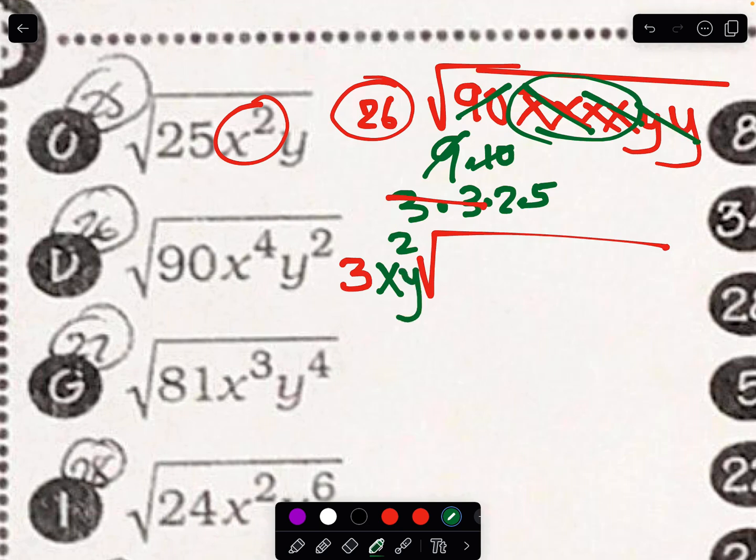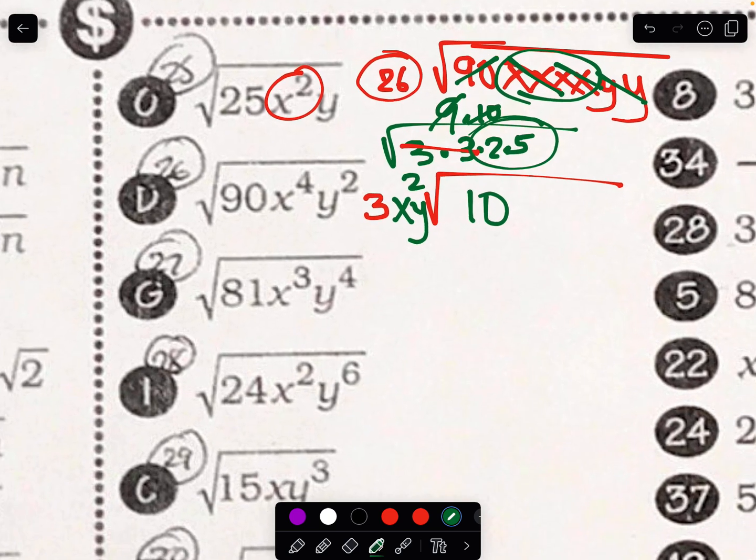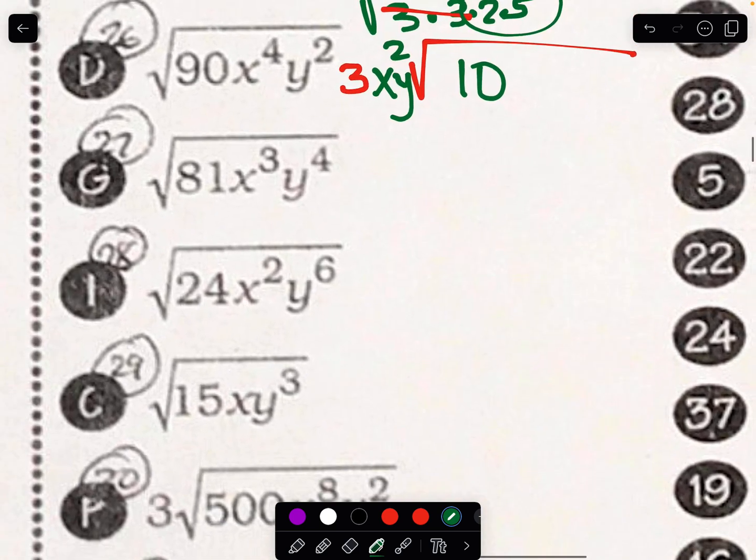X squared, because there's 2 of them. And 1 y. Y comes out. 1 survived. 2 comes out. 1 survived. What's left is this number, the 10. Okay.